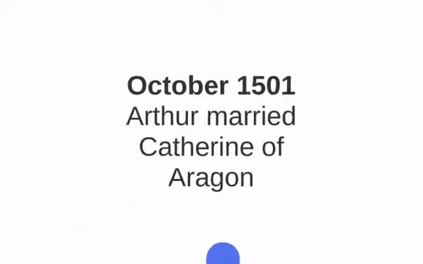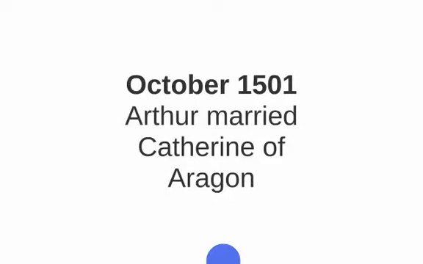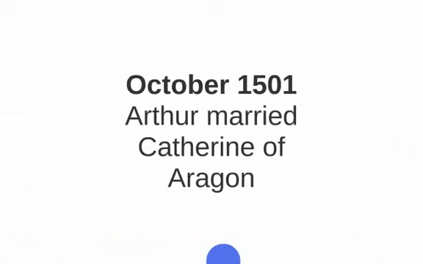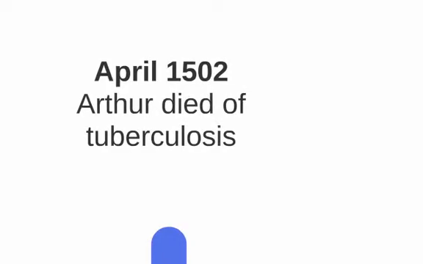Okay, so the first date we're going to be looking at is the marriage of Arthur, Henry's older brother, to Catherine of Aragon, which happened in October 1501. Now that marriage didn't last long, because Arthur died in April 1502. So marriage in October 1501, by the April of the following year Arthur was dead and Catherine of Aragon, no longer married to him, was single.